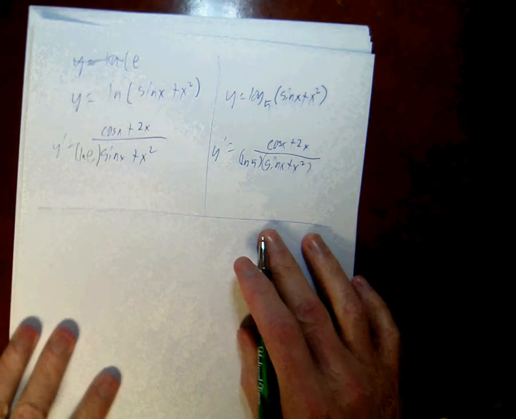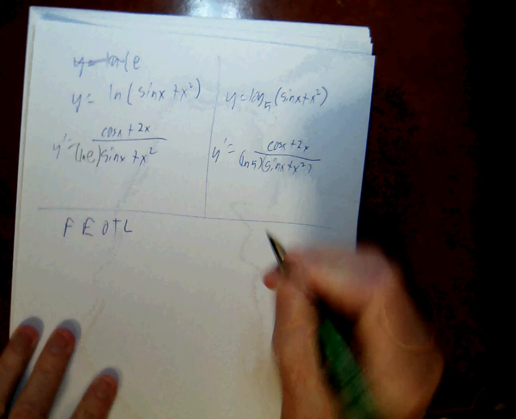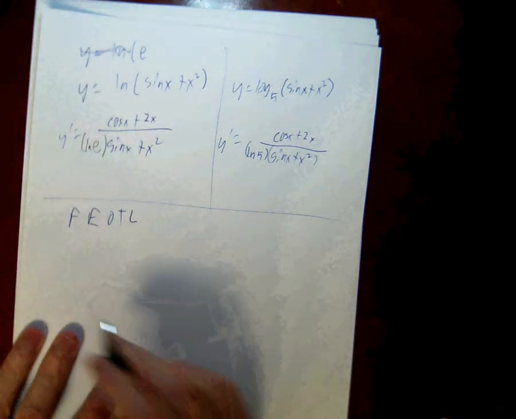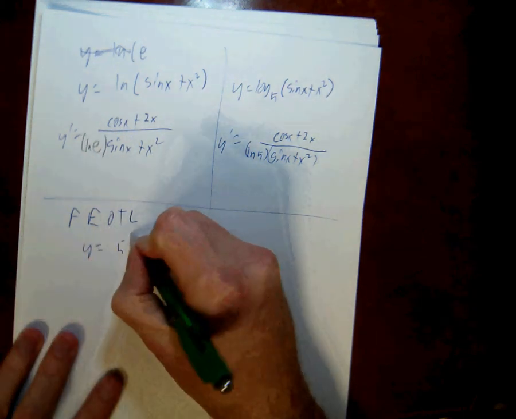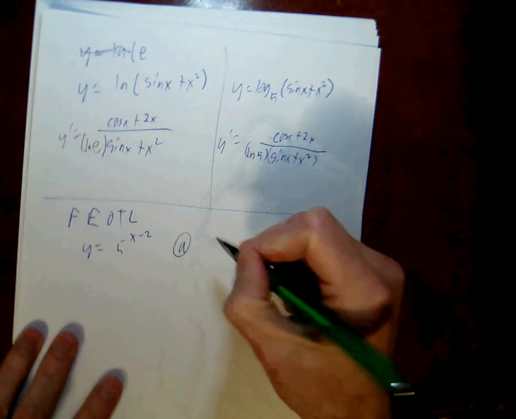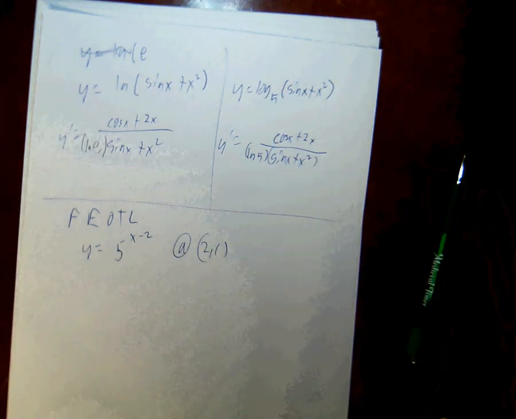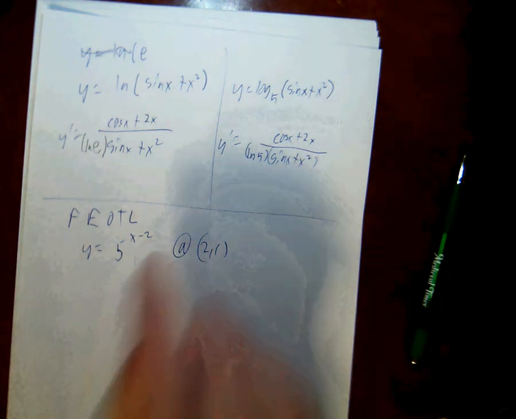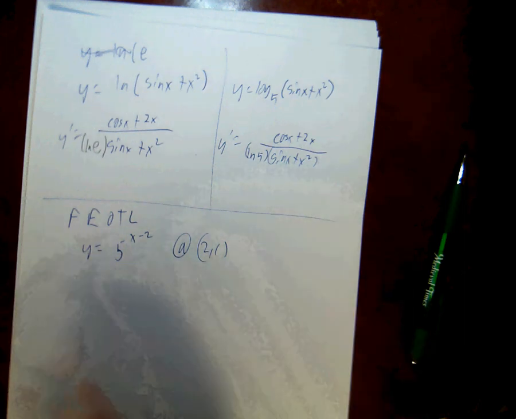Application number 1. Find the equation of the tangent line. So I want everyone to find the equation of a tangent line to y is equal to 5 to the x minus 2 at the point 2, 1. So I want everybody to find the equation of the tangent line. After you've got your equation, after you got your line, do the electronic hand raise.